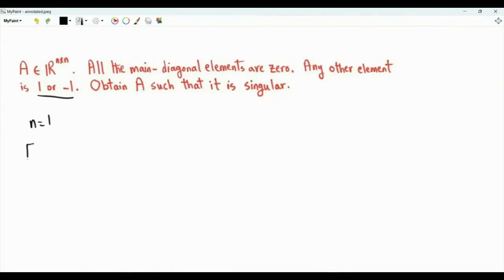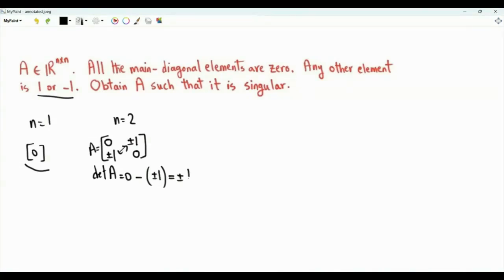If n is equal to 1, we have a 0 on the main diagonal. This is not invertible. If n is equal to 2, this element is 0, that element is 0. This can be plus or minus 1. This can be plus or minus 1. The determinant of the matrix is 0 minus the product of these two off-diagonal elements, which is either 1 or -1. The determinant itself is either 1 or -1. It's never equal to 0. We can never have a 2 by 2 matrix with zeros on the main diagonal, ones and -1s elsewhere, that is singular. This matrix must be invertible.